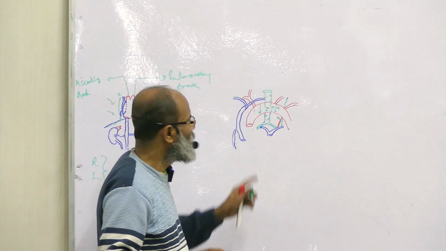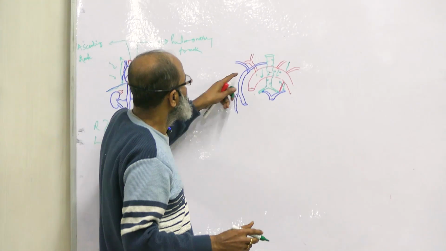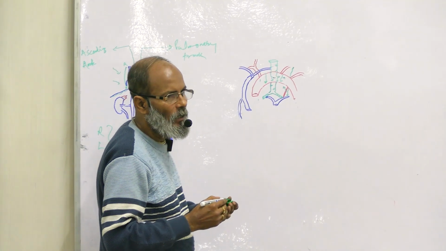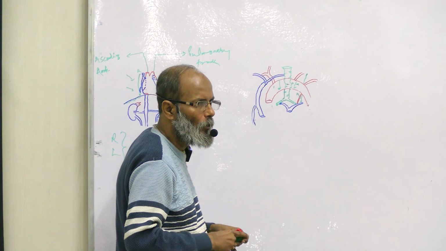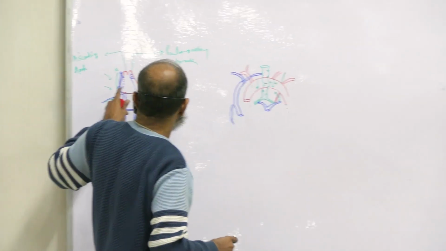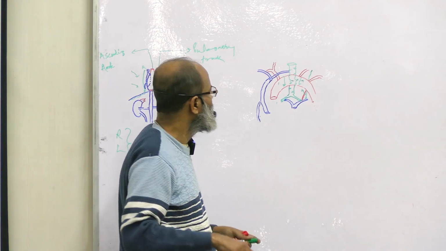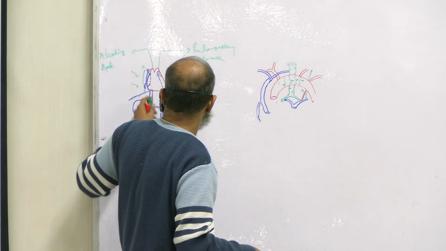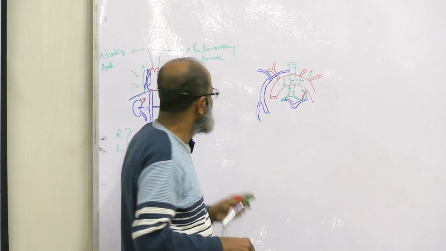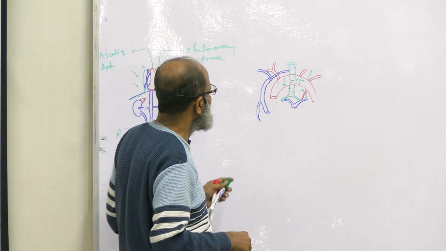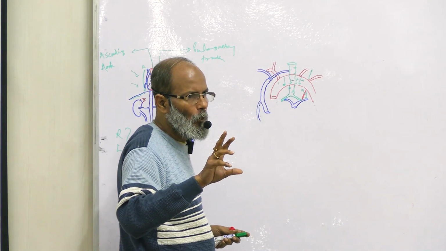Now this is the arch of aorta. This is the superior vena cava, dividing into the right and left brachiocephalic vein. Below it is the right atrium, and more below, crossing the diaphragm, this is the inferior vena cava. I have drawn the upper part of the superior vena cava only.